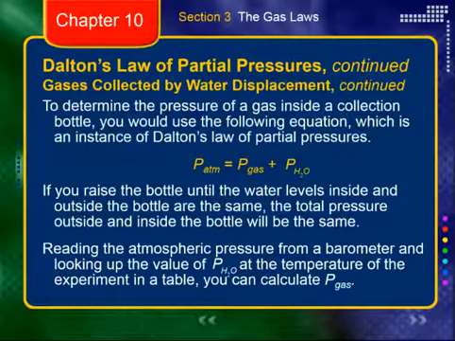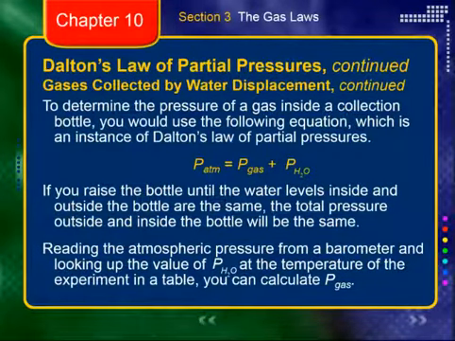So to determine the pressure of a gas inside the collection bottle, you would use the following equation, which is a version of Dalton's law of partial pressures. Now, the total pressure is P_ATM, in atmospheres. The pressure of the atmosphere itself is equal to the pressure of whatever that gas is plus the pressure of the water. Right? This is the vapor pressure.